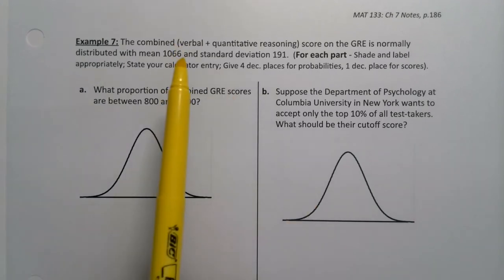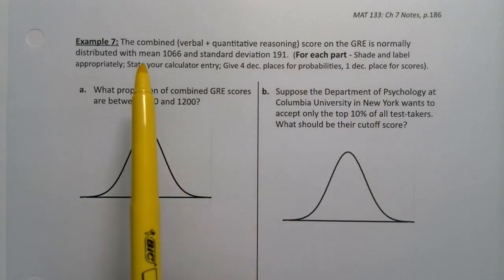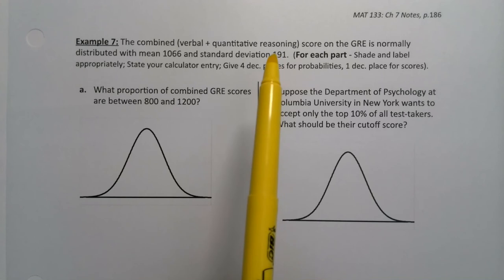We have the combined verbal and quantitative reasoning score on the GRE is normally distributed with the mean of 1066 and a standard deviation of 191. All right, what in the world?